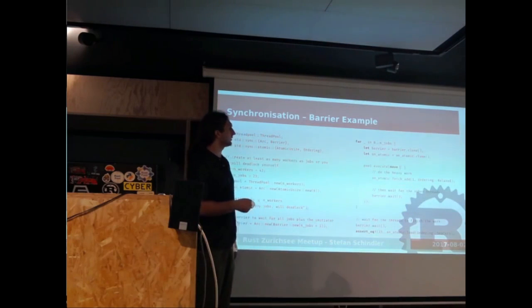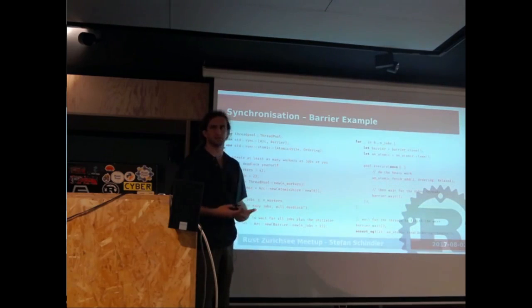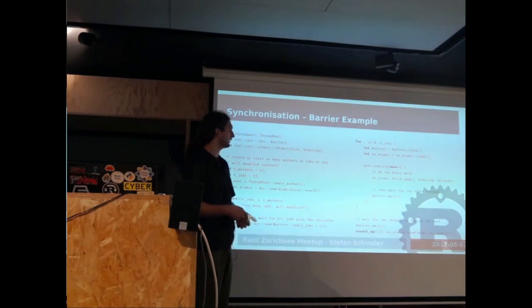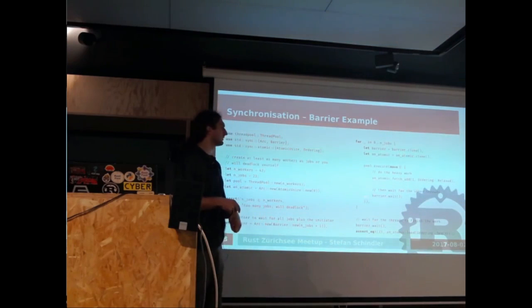And then the same as before, clone references to the barrier and the shared state that we would like to change. And then execute in the pool. And here we do all the heavy work. In this case, add 1. And then wait for the other threads.